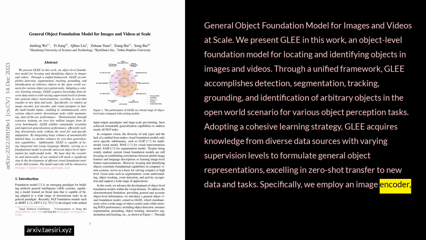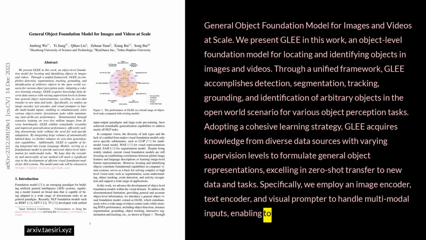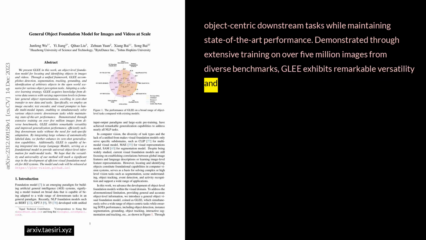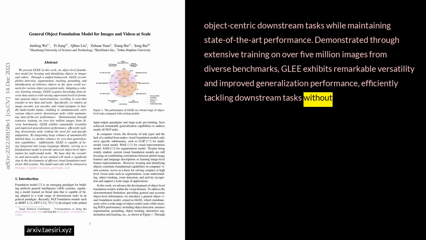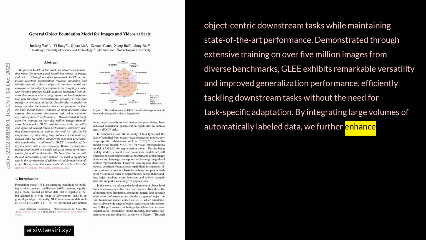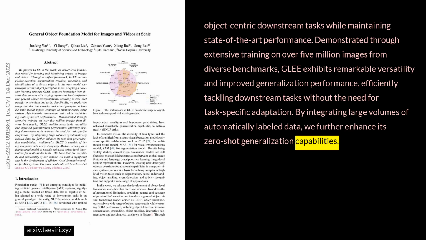Specifically, we employ an image encoder, text encoder, and visual prompter to handle multimodal inputs, enabling it to simultaneously solve various object-centric downstream tasks while maintaining state-of-the-art performance. Demonstrated through extensive training on over 5 million images from diverse benchmarks, GLEE exhibits remarkable versatility and improved generalization performance, efficiently tackling downstream tasks without the need for task-specific adaptation. By integrating large volumes of automatically labeled data, we further enhance its zero-shot generalization capabilities.